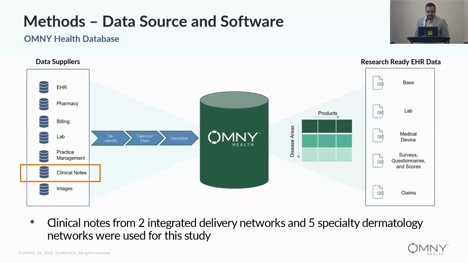So first I'm going to describe the data sources. For our study, we use the OmniHealth database. Basically how it works is that data suppliers send us data in the categories listed on the left, including the clinical notes. Once we have this data, we de-identify it, tokenize it, clean it, and normalize it to produce research-ready data sets by disease area. For this study, we use clinical notes from 2 integrated delivery networks and 5 specialty dermatology networks.